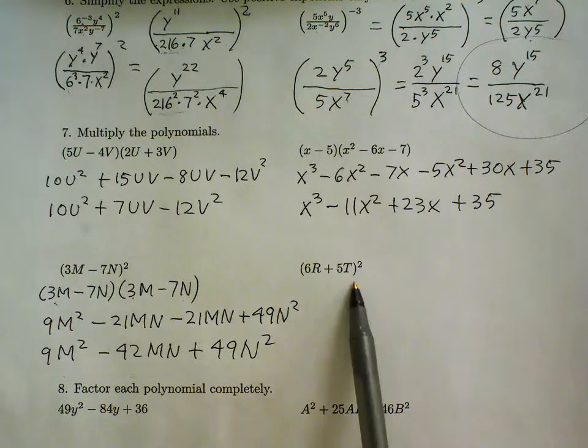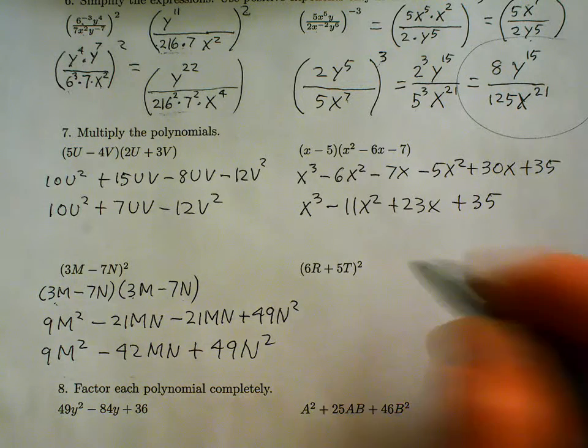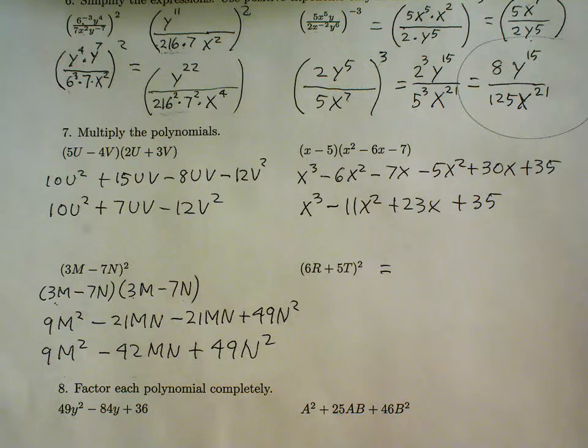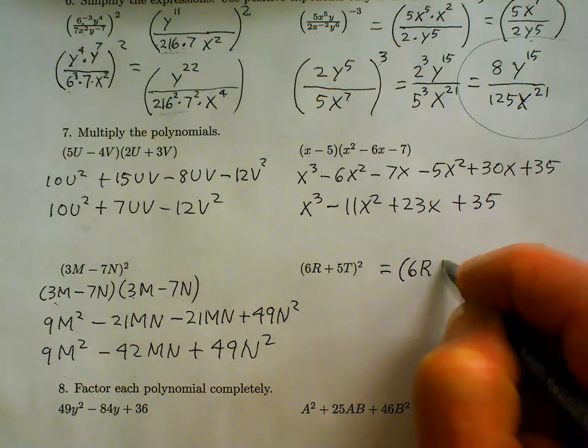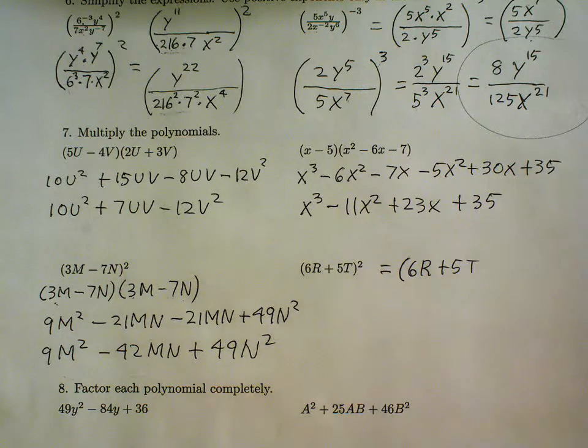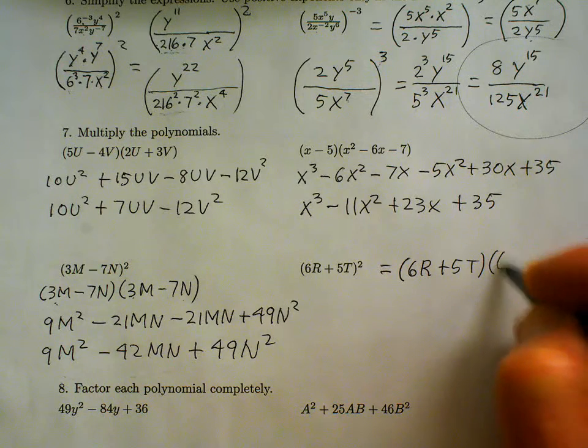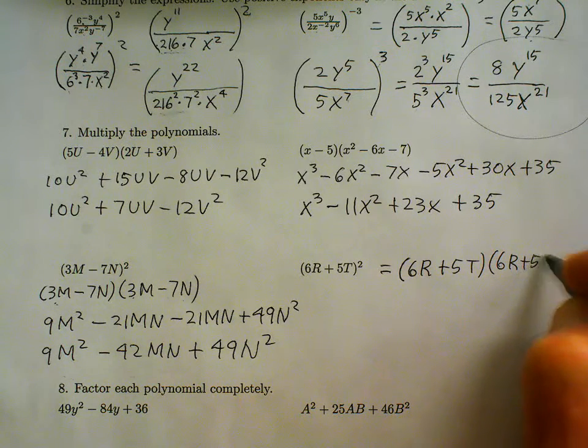Okay, the next one, we're also squaring a binomial. This time square 6r plus 5t. So when you square something, that means to multiply it by itself. So 6r plus 5t times 6r plus 5t.